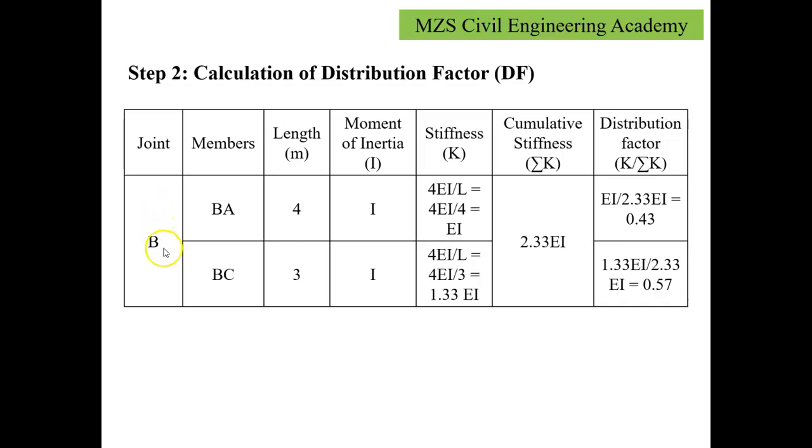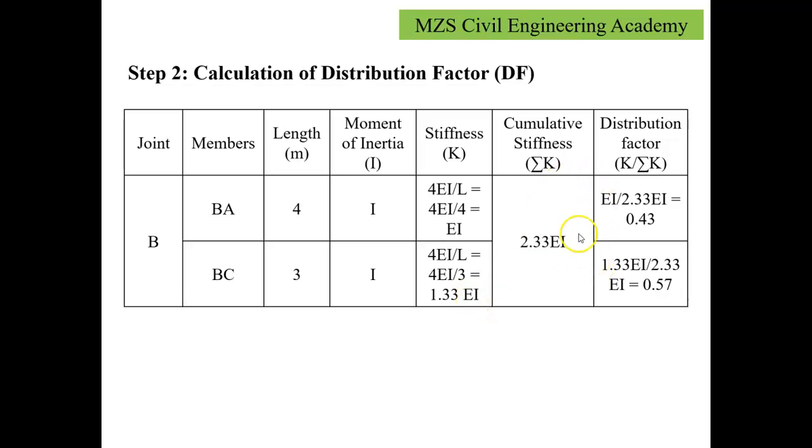So joint B is a common joint having two members contributing towards the rotation, BA and BC. Lengths of the members have been mentioned here, 4 and 3. Moment of inertia is I. Since the far end is fixed, the absolute stiffness will be worked out as 4 EI by L. If you substitute the span, it will be 4 EI by 4, which results in a value of EI. Similarly, the member BC is of length 3 meter, having moment of inertia I, and the far end, that is the C end, is fixed. That's why we are getting absolute stiffness as 4 EI by L, 4 EI by 3, and the resultant value is 1.33 EI.